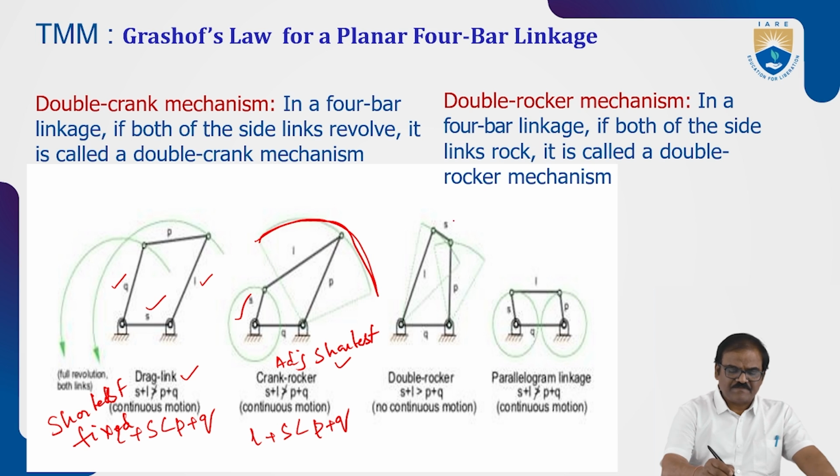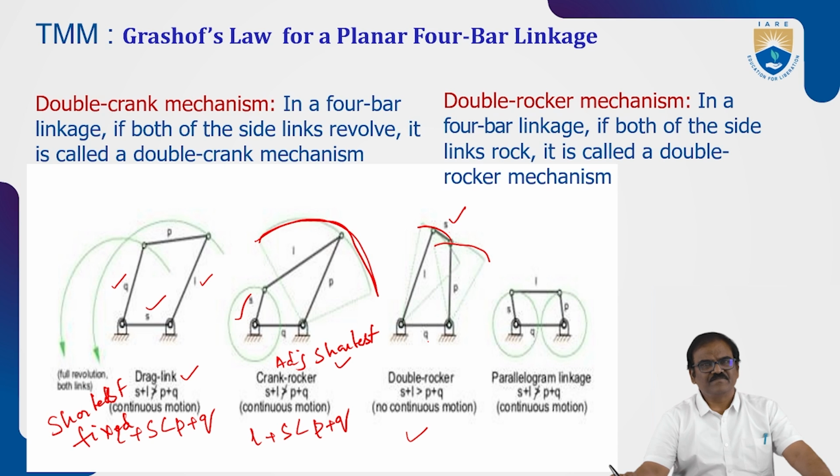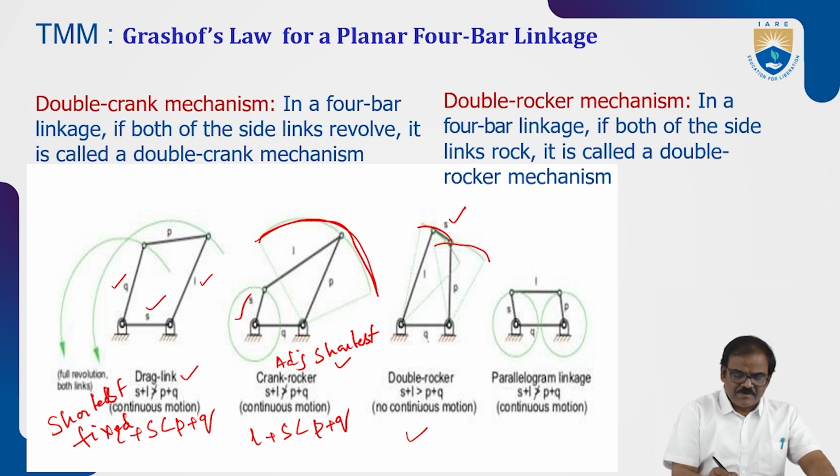Opposite to the shortest. This is the shortest. Opposite to the shortest is fixed. Then we are going to get S plus L greater than P plus Q. No continuous motion. Only the L will make the rocking and P also will make the rocking. So therefore it is called a double rocker and no continuous revolution is possible for any link. Okay. Opposite to shortest.